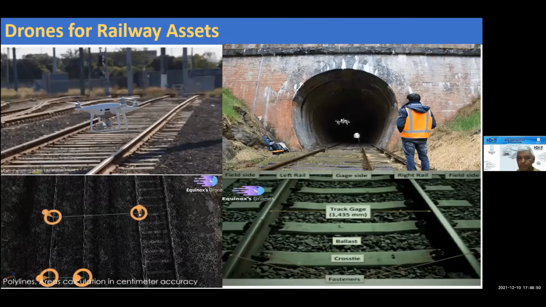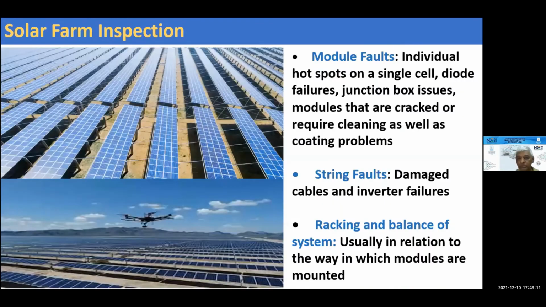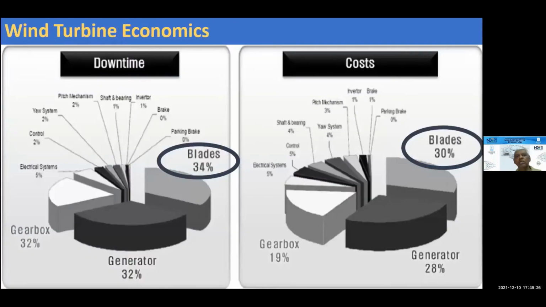You can use a lidar or a laser-based other mechanisms to actually map the track gauge. The track gauge over the years of usage gets shifted, and it's very important that they maintain the track gauge, because otherwise it could result in an accident, or going inside tunnels and doing the inspection of the state of the railway tracks and so on. So railway assets is a huge thing. Solar farm inspection, again, an industrial asset, which is generating renewable power. And we all know the solar farm is huge. So again, drone-based inspections for module faults, string faults, and balance of system and so on and so forth.